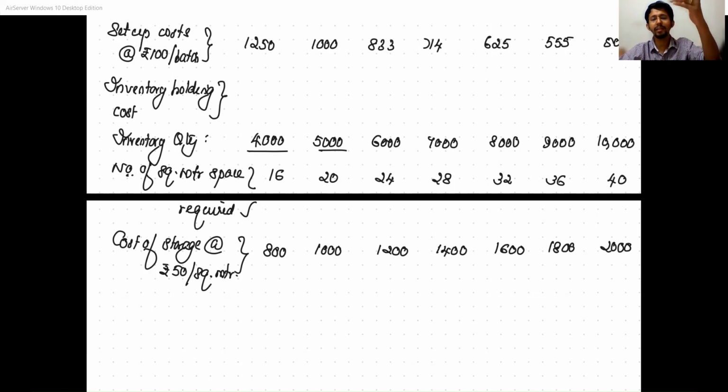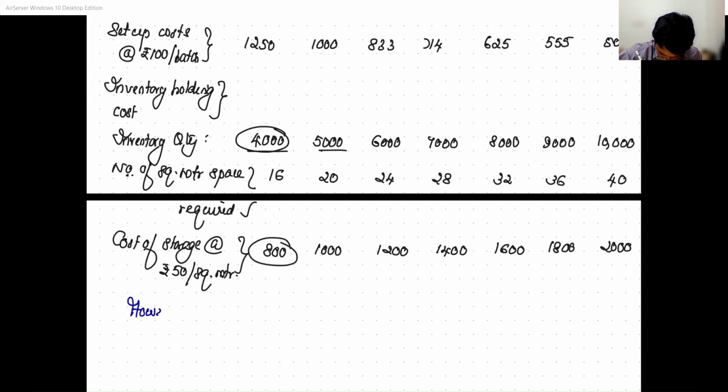Like that, as and when you sell, your inventory quantity will come down. So as your inventory quantity comes down, what you can do with your square feet or your storage space, that can also be reduced. Which means your average inventory level will be only half of this, which means the cost of storage will be half of this only. Okay, so what you can write?